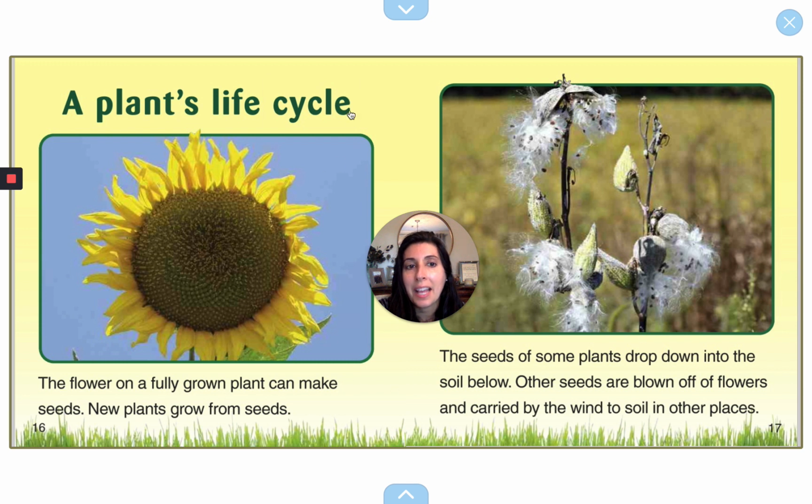A plant's life cycle. Now this should sound very familiar to you because we learned all about a plant's life cycle in an earlier science lesson. But let's read through it again because maybe we'll even grow more knowledge about a plant's life cycle. A flower on a fully grown plant can make seeds. New plants grow from seeds. The seeds of some plants drop down into the soil below. Other seeds are blown off of a flower and carried by the wind to soil in other places.